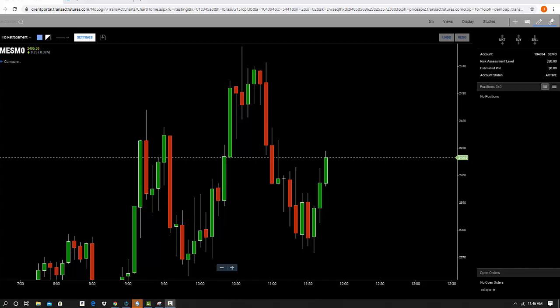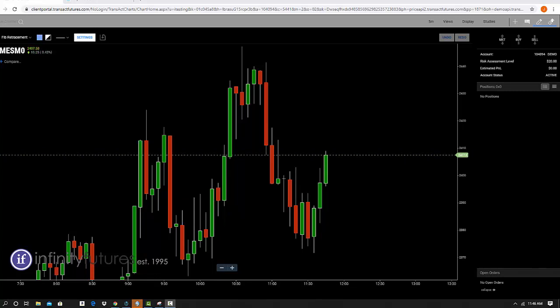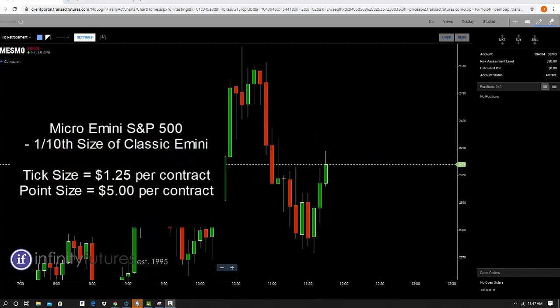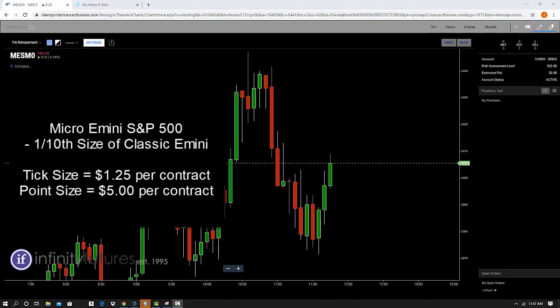Example of scaling in to a position with a micro E-mini futures contract. The markets have been pretty volatile lately, and any given 5-minute bar has been pretty big, from high to low. One way to enter the market with a little bit less risk is to do a micro. A micro E-mini is 1/10 the size of a classic E-mini. That means it's $1.25 a tick and $5 a point instead of $12.50 a tick and $50 a point.